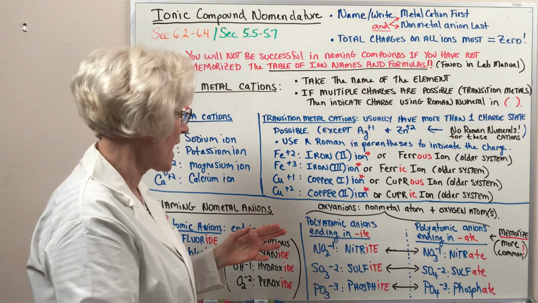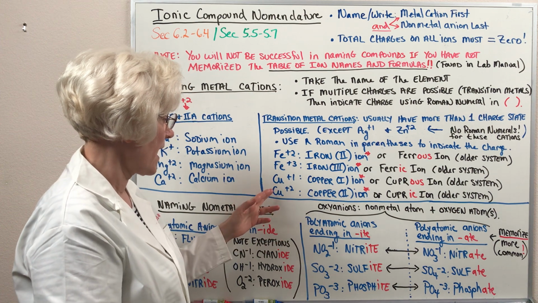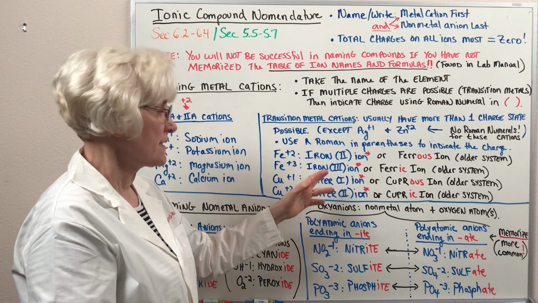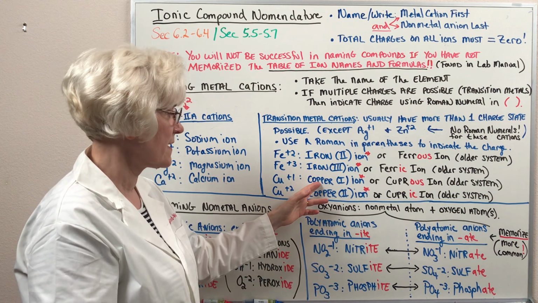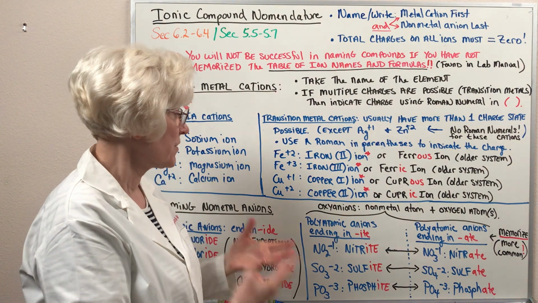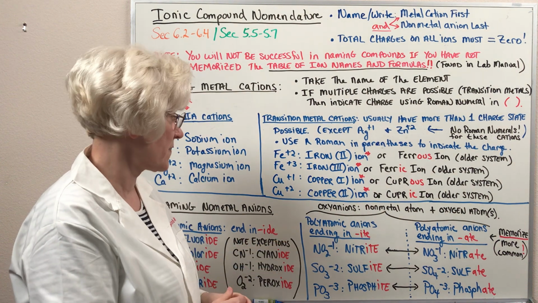Illustrating this system again with the copper(I) and the copper(II) cations. So the preferred naming system is to write the name of the element and put the charge on the ion using a Roman numeral in parentheses.